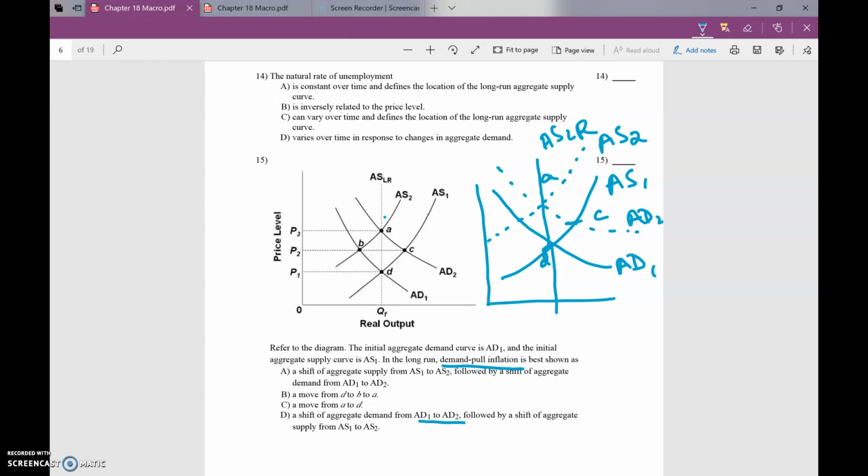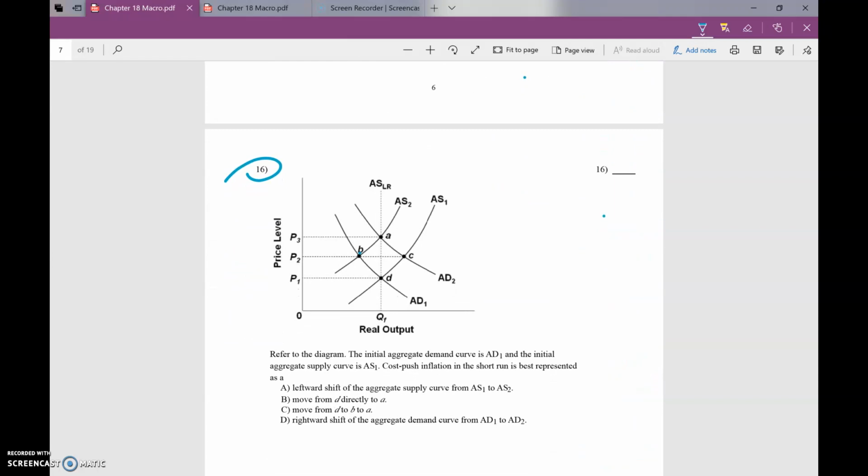Over the long run, this is followed by the aggregate supply curve shifting to the left. So when you have demand pull, it's called demand pull because this is initiated with an increase in the aggregate demand curve to the right, and then we reach a short run equilibrium, and then to reach the long run equilibrium, the aggregate supply curve has to shift to the left.